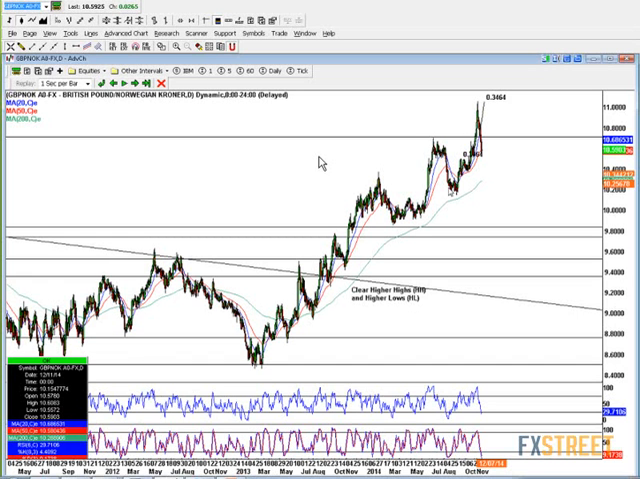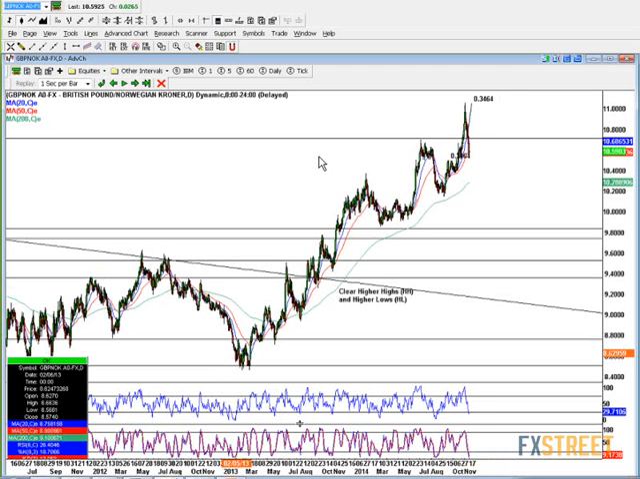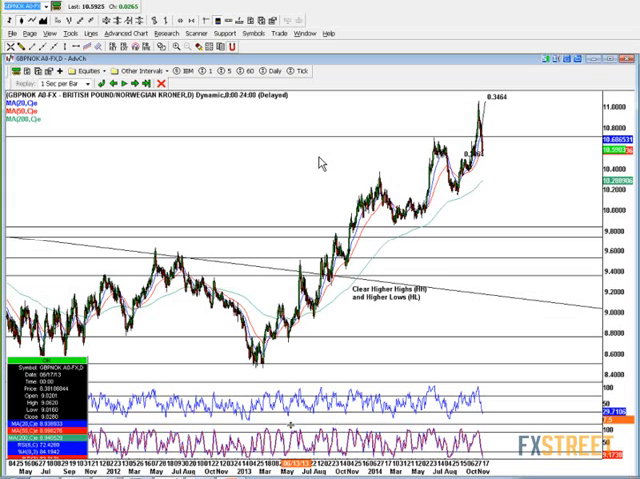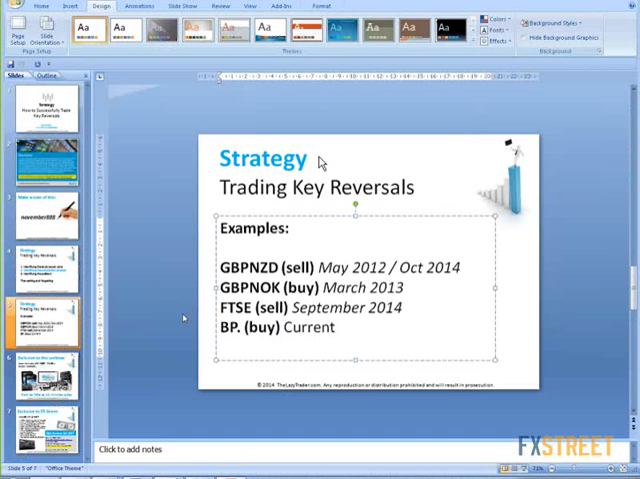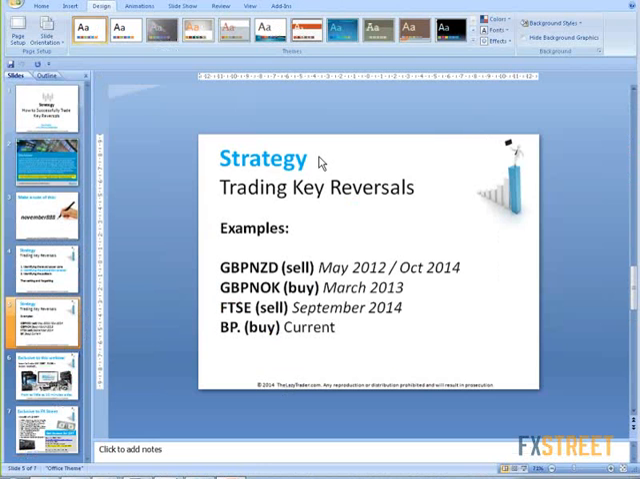Okay, so that's the pound versus the NOK. Key proof that just because it's an exotic currency pair, it doesn't mean that it's any less good to trade or any less valid to trade than anything else. Okay, so I'm going to talk to you now about one which didn't work out.